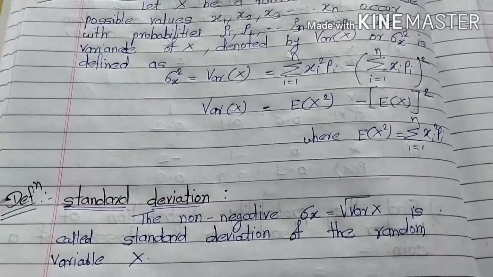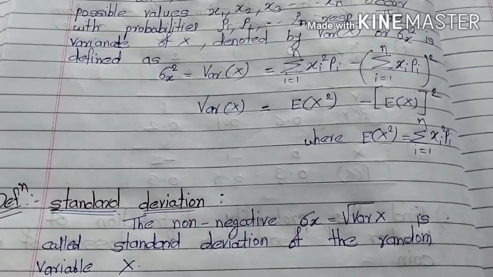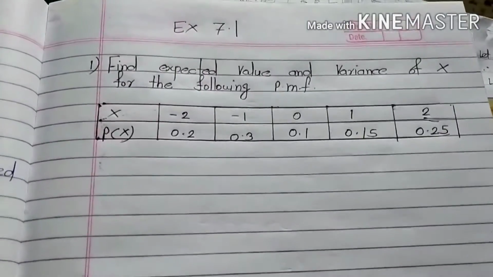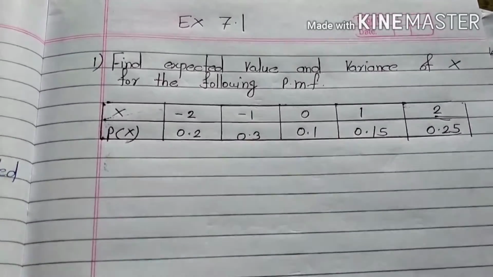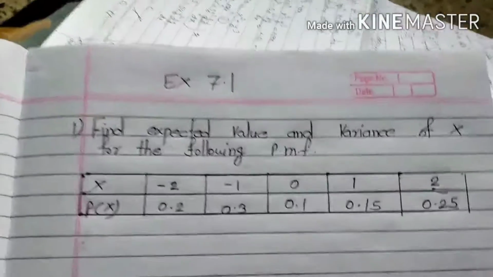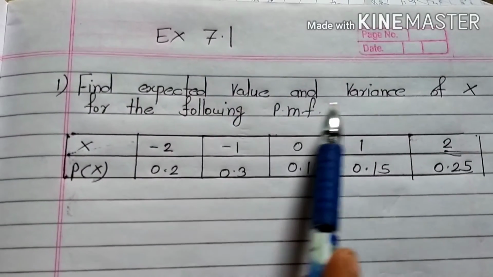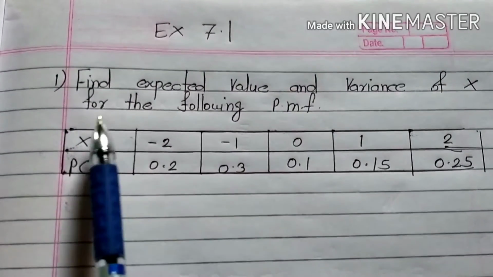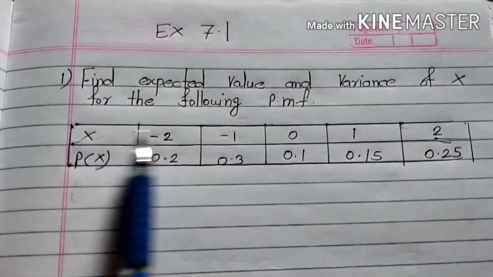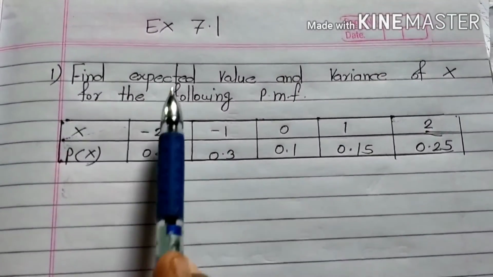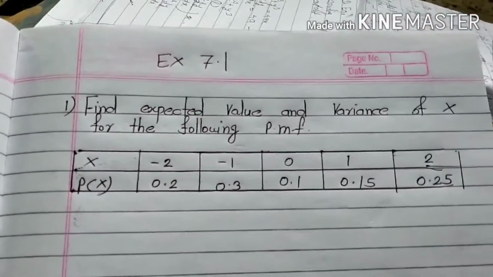Now we move towards examples on it. So let us start to solve examples. This is our first example, and this example is from exercise 7.1. Find expected value and variance of x for the following probability mass function. So this is the probability mass function and we have to find expected value and variance. So let us start to solve.